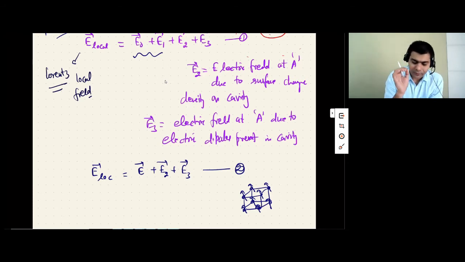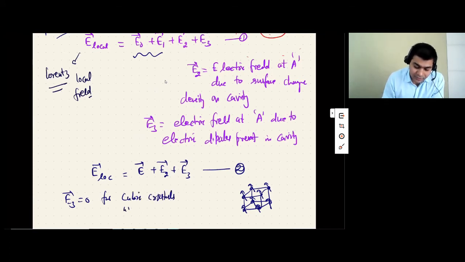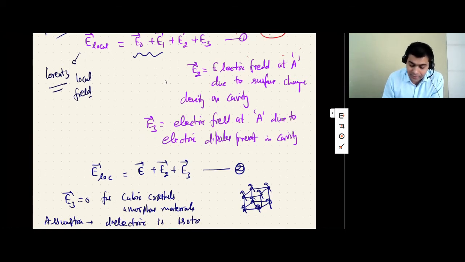So this is the first thing that Lorentz actually calculated. Then E3 is 0 for cubic crystals and for amorphous materials. One of the assumptions involved here is that the dielectric is isotropic. Every direction is the same. So this E3 actually turns out to be 0 for most practical substances.